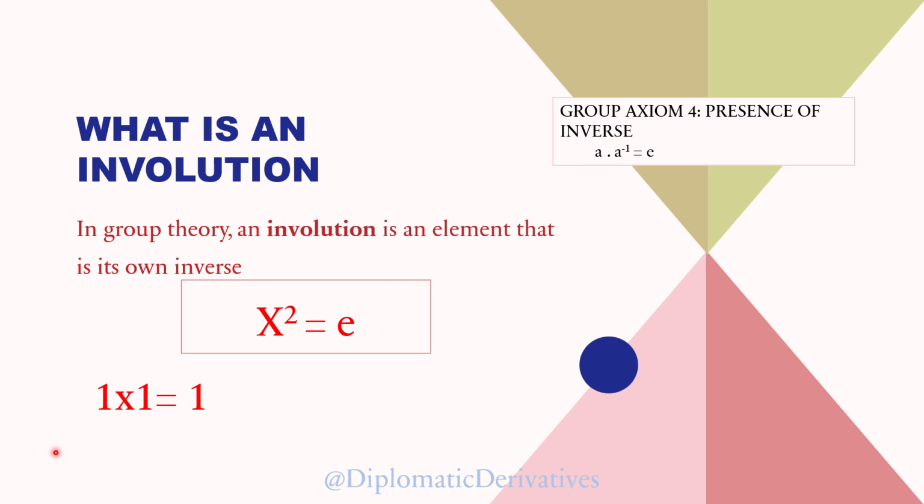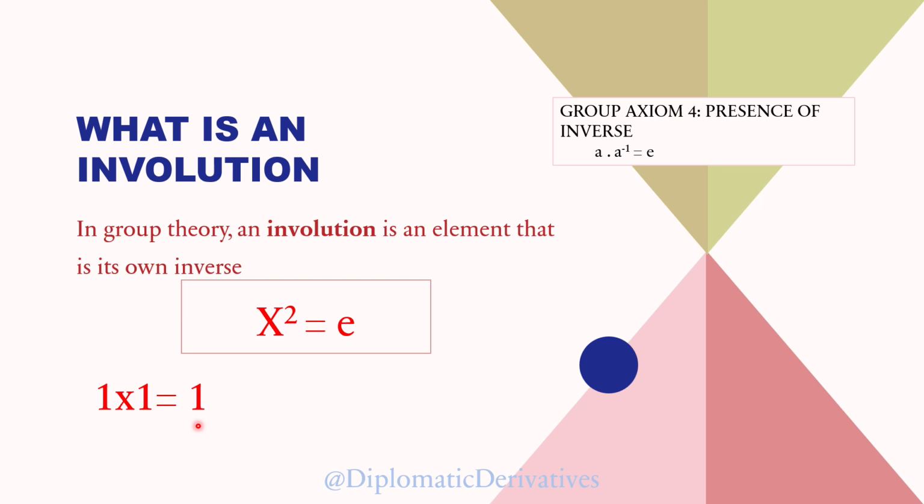For example, we have 1 into 1 gives us 1. For a multiplication group, which is under the operation of multiplication, when you take 1 and multiply it with 1 itself, you get the answer 1, which is the identity element of the group. So this basically tells us that the identity element is always an involution. Apart from the identity element, there can be another involution. The identity element is obviously always its own inverse, right?